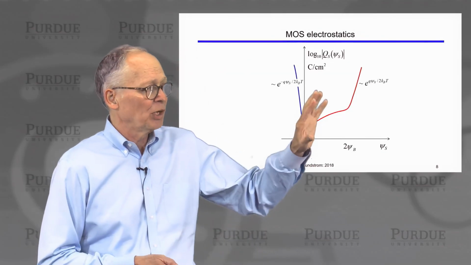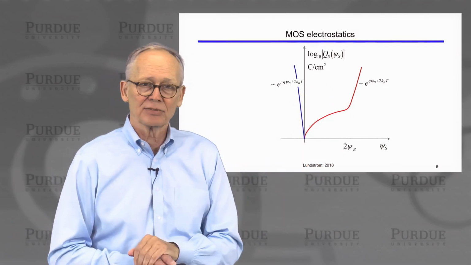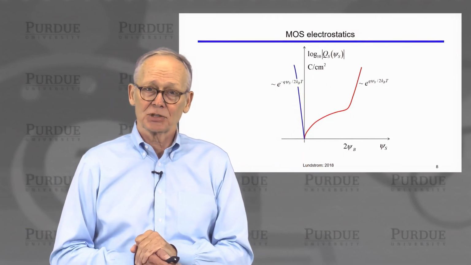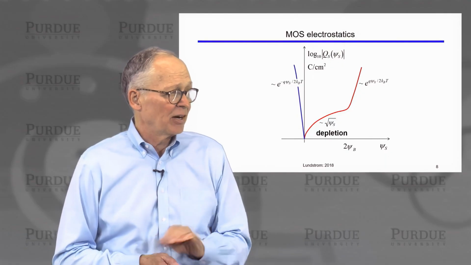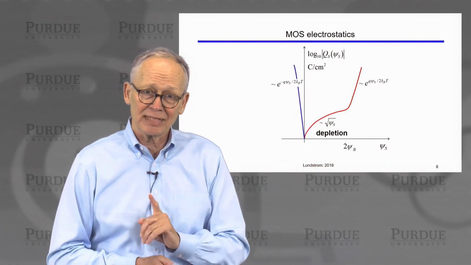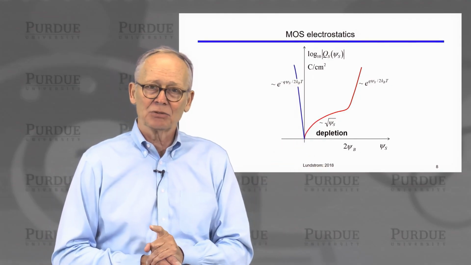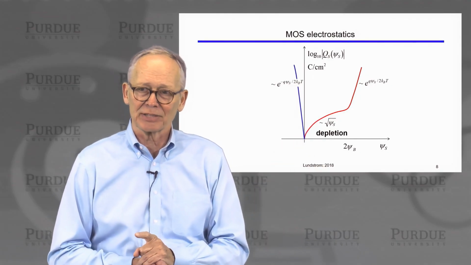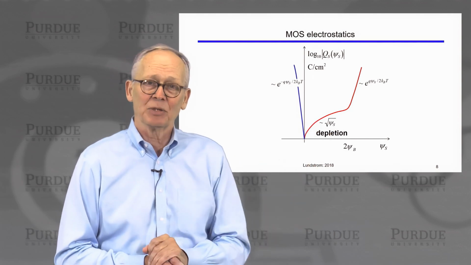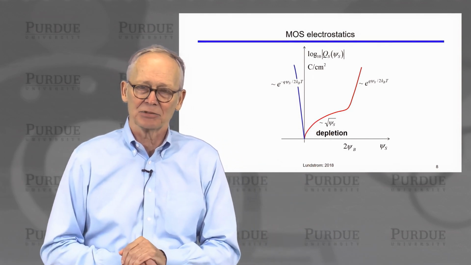When we qualitatively sketched this charge in the semiconductor versus surface potential, I argued that in the depletion region, where the surface potential is positive, but not too positive, that depletion charge in magnitude grows as the square root of the surface potential. And that's exactly what we've derived from this depletion approximation. So we see where that comes from.